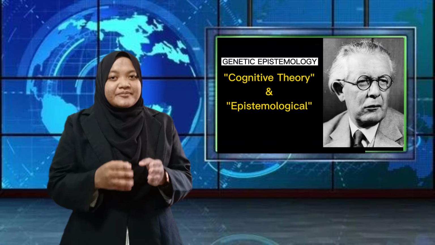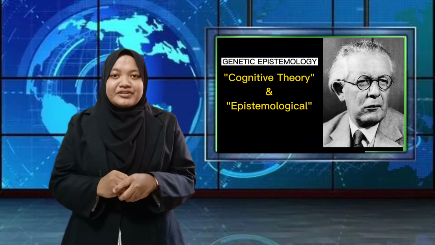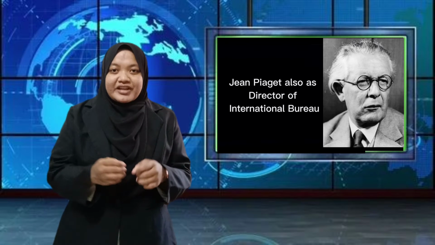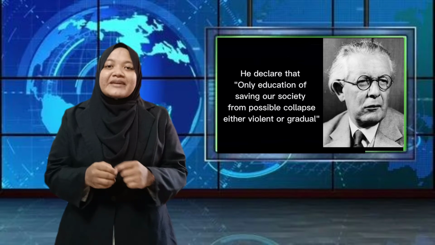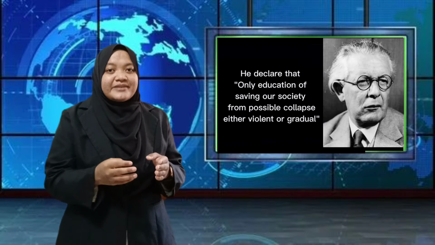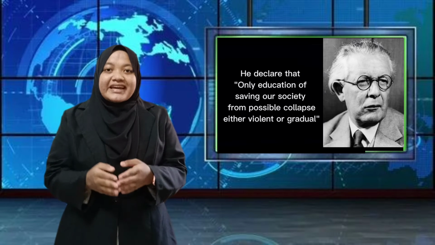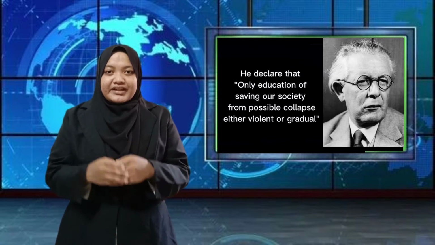Jean Piaget's theories of cognitive development and his epistemological view are together called genetic epistemology. Jean Piaget was also very concerned with the education of children. As director of the International Bureau of Education, Jean Piaget declared in 1934 that only education is capable of saving our society from possible collapse, either violent or gradual.